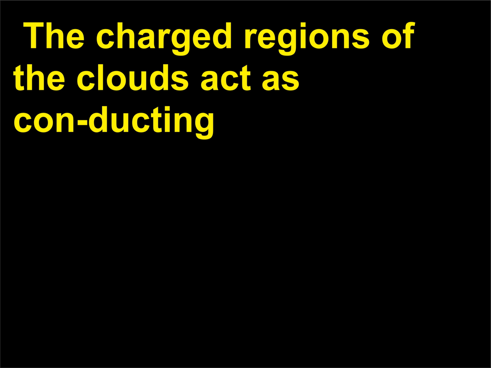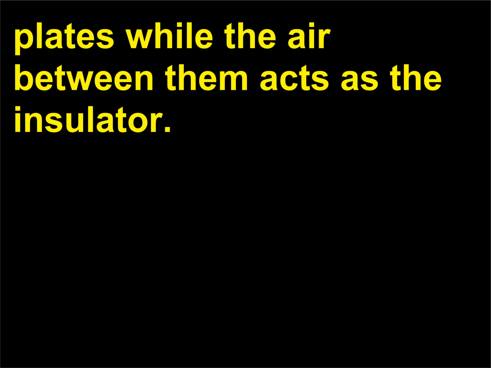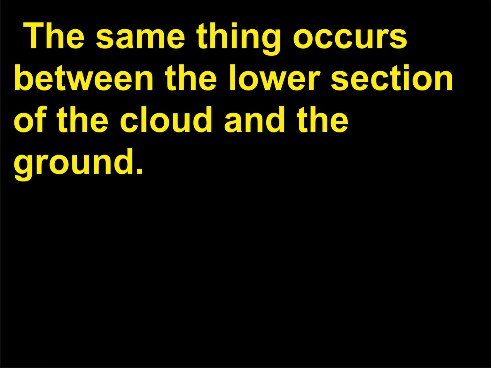The charged regions of the clouds act as conducting plates while the air between them acts as the insulator. The same thing occurs between the lower section of the cloud and the ground.